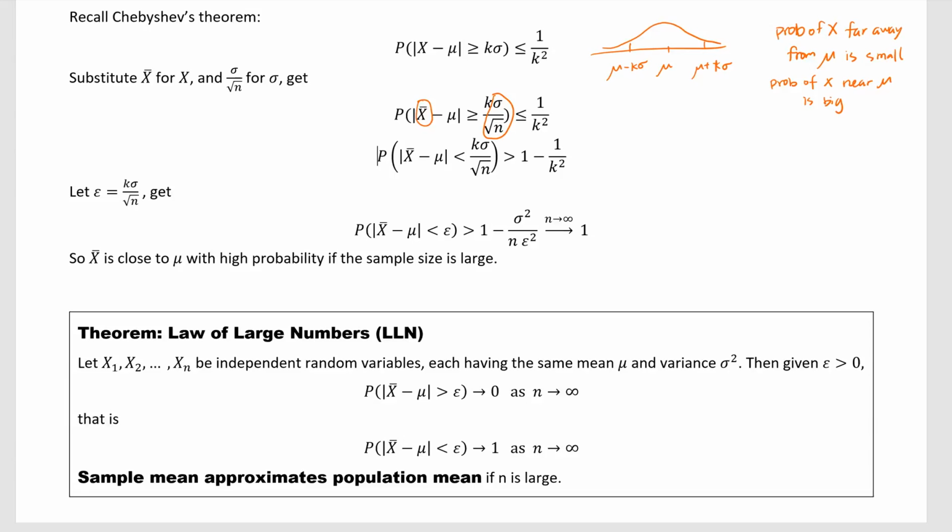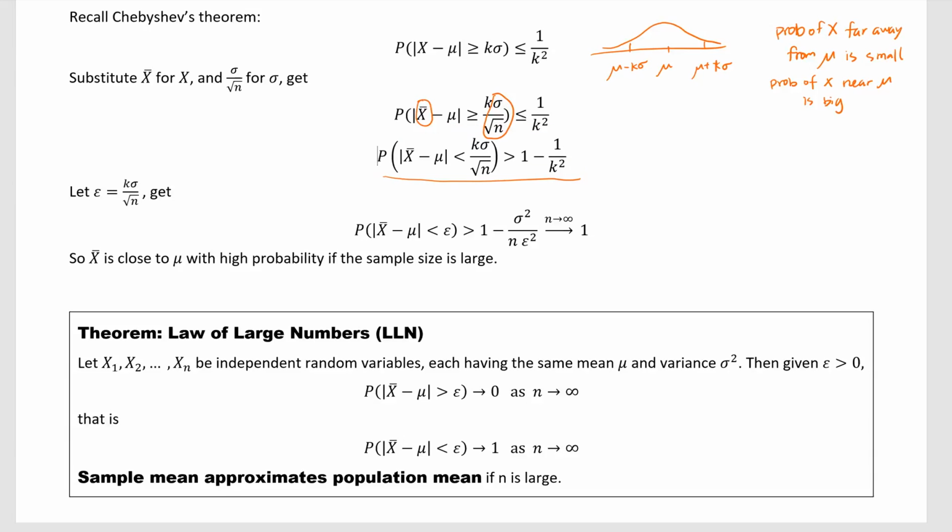And so the probability of the sample mean far away from the mean is small, because the mean of the sample mean is the same as the population mean, so we still have mu here. And we also have the other form: the probability of the sample mean near the population mean is large, okay? So those are two forms.